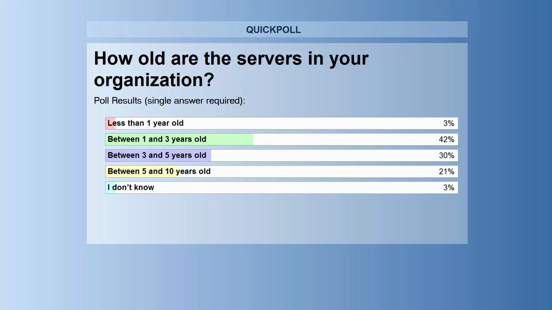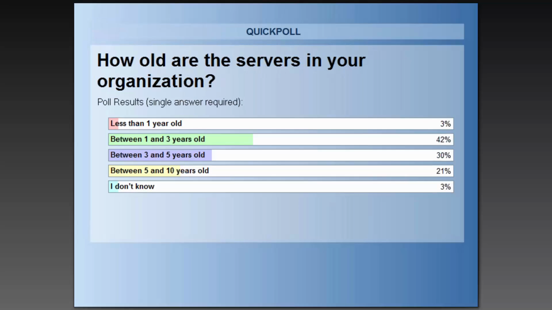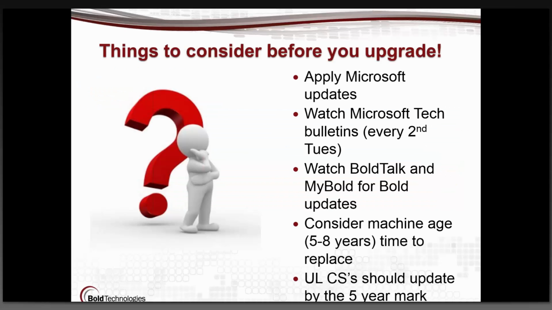So that's what we have back. The majority of you, 42%, have servers that are anywhere between 1 to 3 years old within your organization. And the next category, 30%, between 3 and 5 years. So it looks like a lot of the organizations are running well within those guidelines. All right, Brian, we'll hand it back to you. That is awesome news. Awesome poll. Those are some things to consider before you upgrade, and it looks like you guys are already doing that. So that's awesome. Continue to keep doing the great work that you're doing.